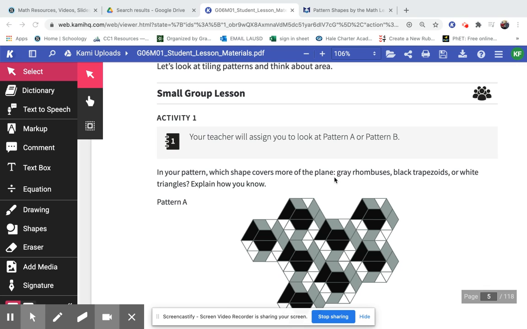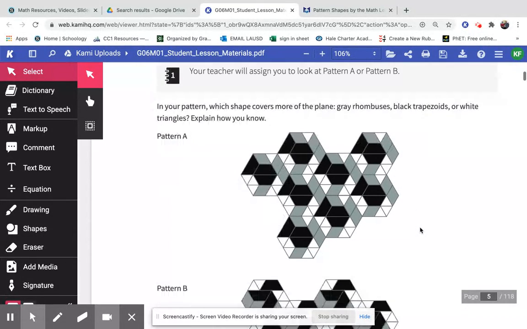Hi there. So let's look at Mission 1, Lesson 1. In your pattern, which shape covers more of the plane? Gray rhombuses, black trapezoids, or white triangles? Explain how you know. Let's look closely.